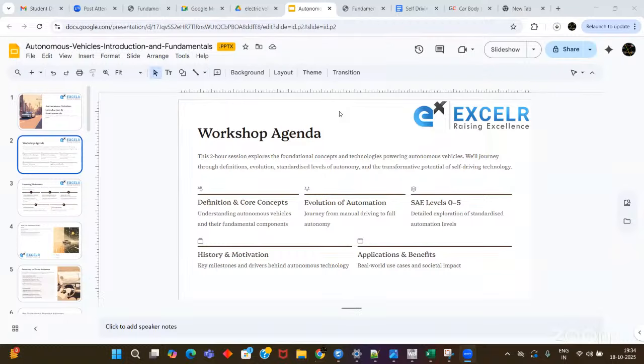Now the third point is SAE levels from 0 to 5. We'll be discussing the detailed exploration of standardized automation levels. I told you the complete journey of Tesla. Similarly, we'll be discussing the SAE levels from 0 to 5, 0 being the minimum and 5 being the maximum, and how we approach the problem and build from non-autonomy to semi-autonomy to full autonomy. That is how automation is happening and autonomous vehicles are designed.